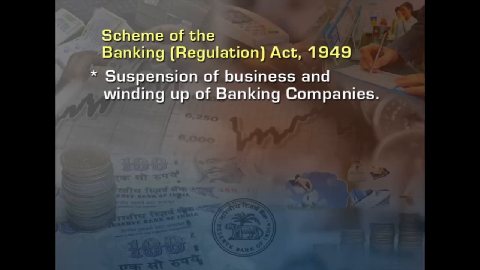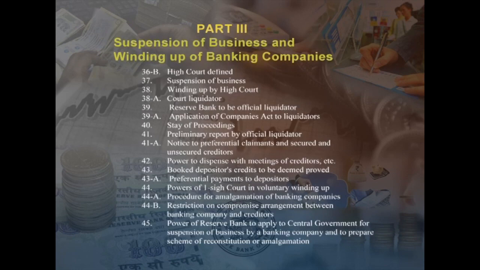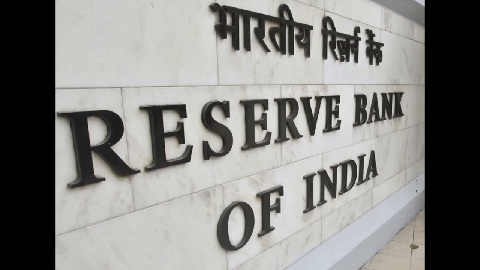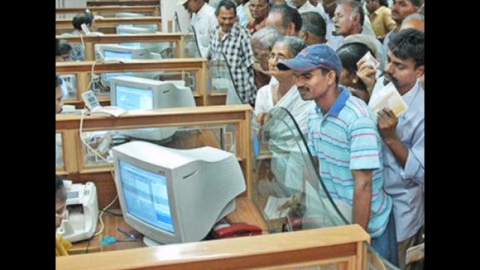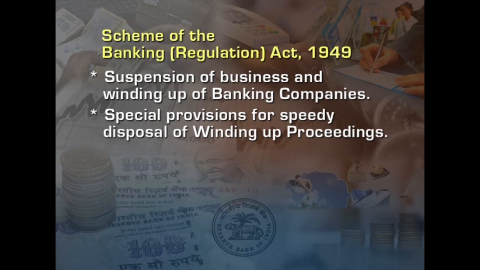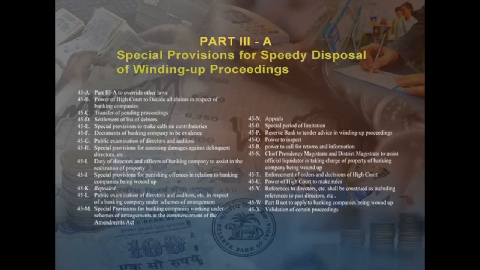Suspension of business and winding up of banking companies. Sections 36B to 45 under Part 3 of the Act contain the provisions on the suspension of business and winding up of banking companies and related issues like appointment of liquidator by the Reserve Bank of India, the preferential payments to depositors, the powers of High Court and other related issues thereon. Special provisions for speedy disposal of winding up proceedings. Sections 45A to 45Q under Part 3A of the Act contain the provisions on speedy disposal of winding up proceedings, the power of High Court, appeals, special period of limitation and other connected issues.